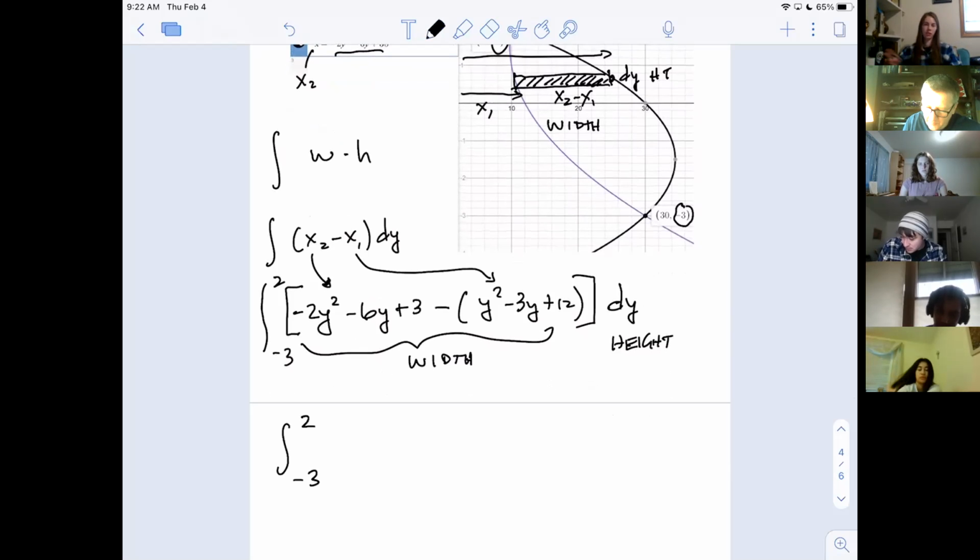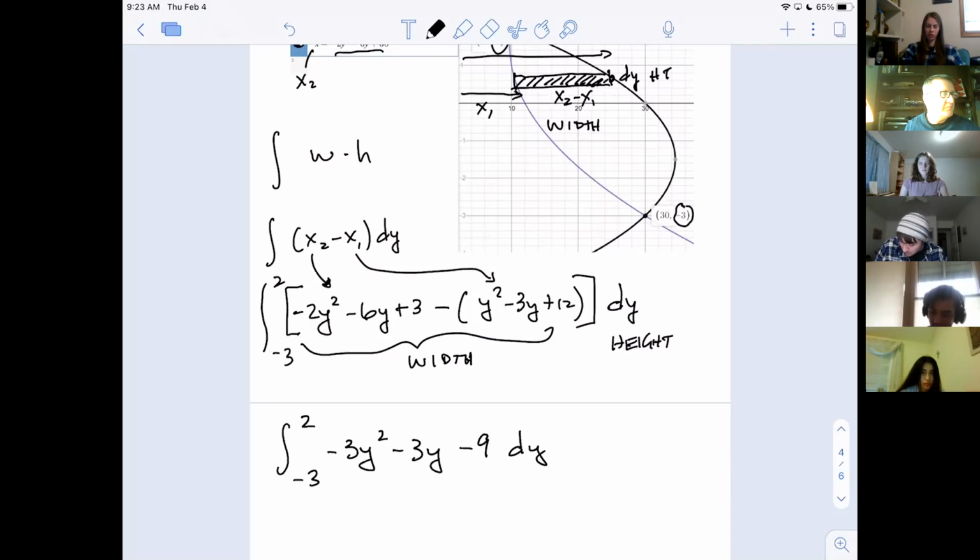-2y squared minus y squared would be -3y squared. -6y plus 3y would be -3y. And 3 minus 12 would be -9. If you want to notice, hey, look, those all have a 3 in them. I think I'll pull a 3 out front of the integral. Go ahead. That's fine. You can do that if you want to. Not a hard integral to take.